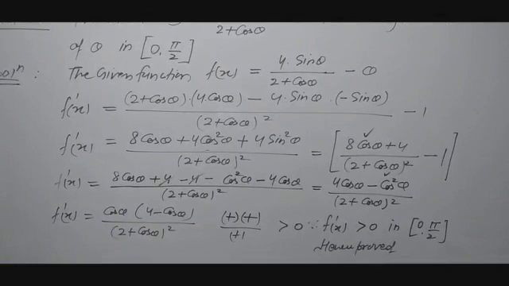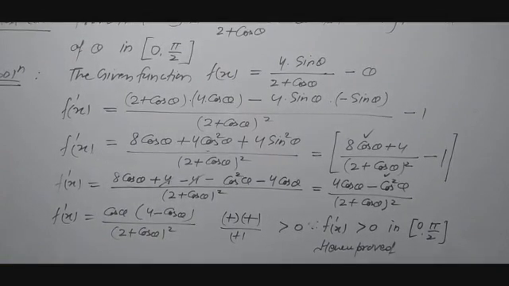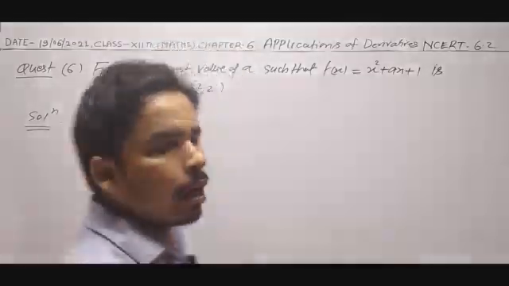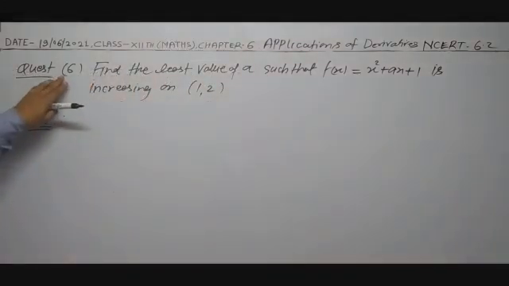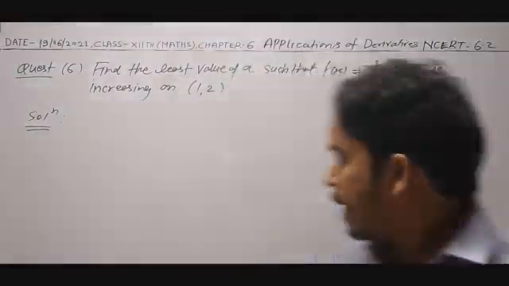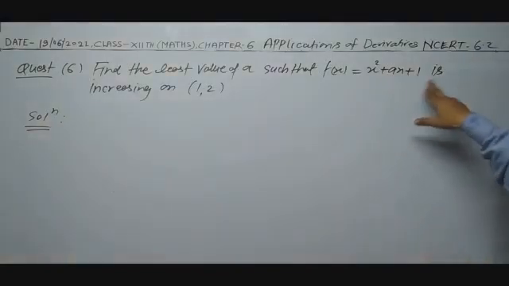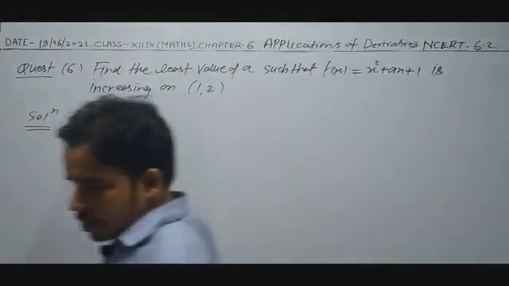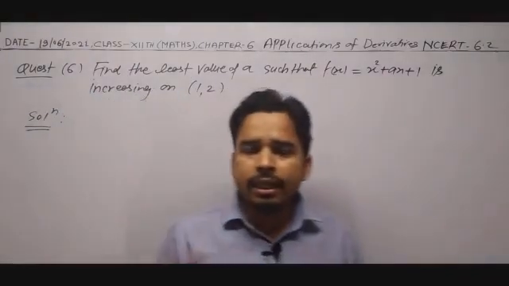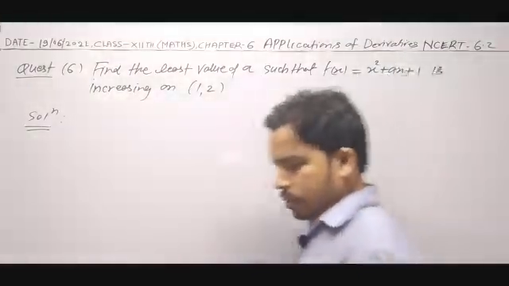Now completed. Now come to the next question. Question number 6. Find the least value of a such that the function f(x) is x square plus ax plus 1 is increasing on these intervals. So we have to find out the values of a for which the function is increasing in these intervals. Interval is given 1 to 2 in open intervals. So write the function.